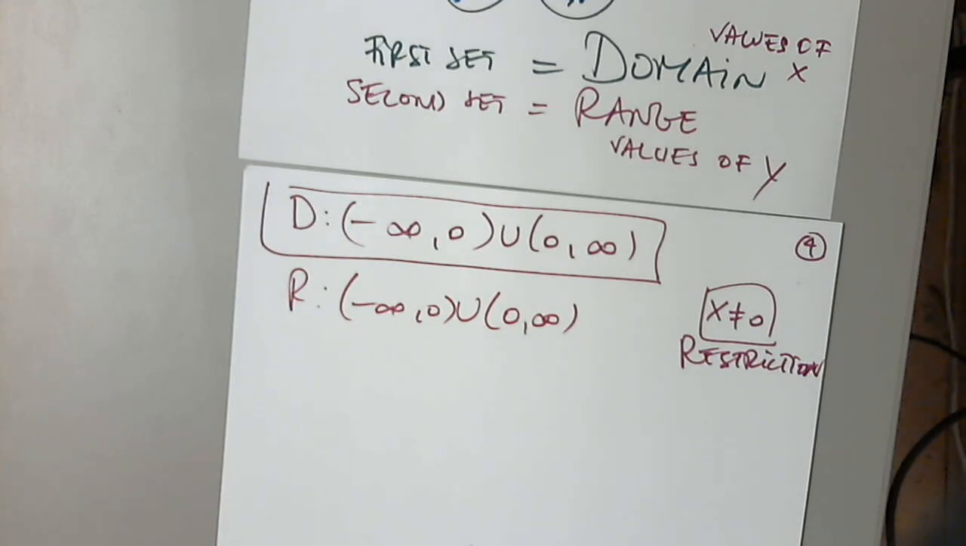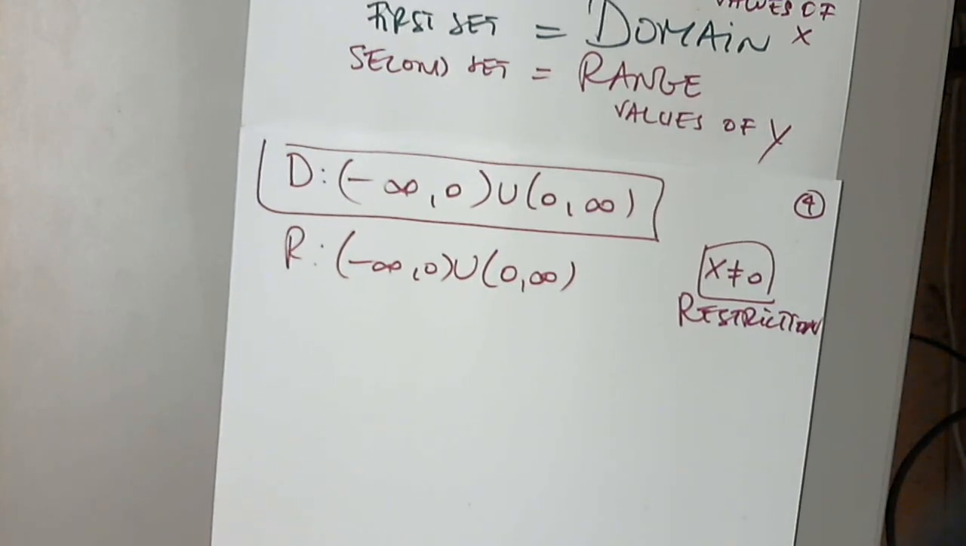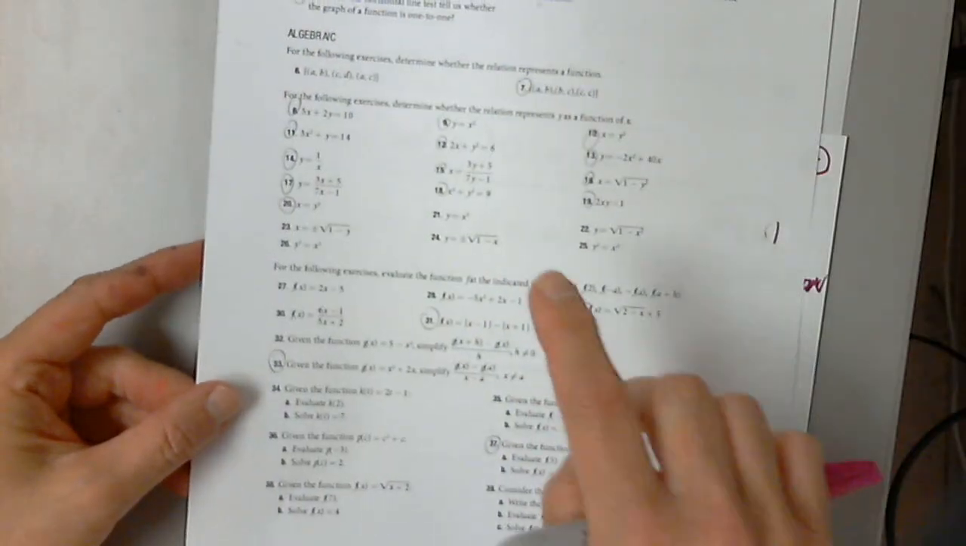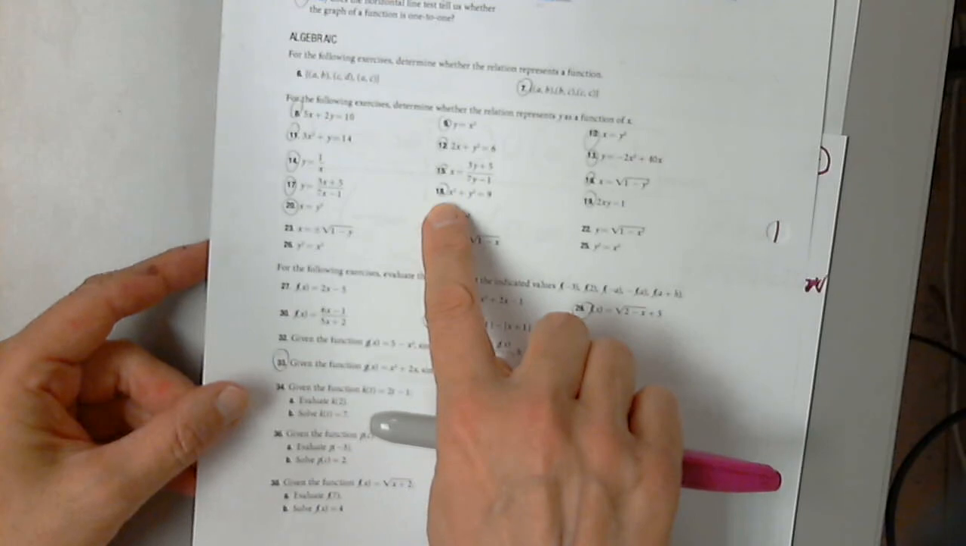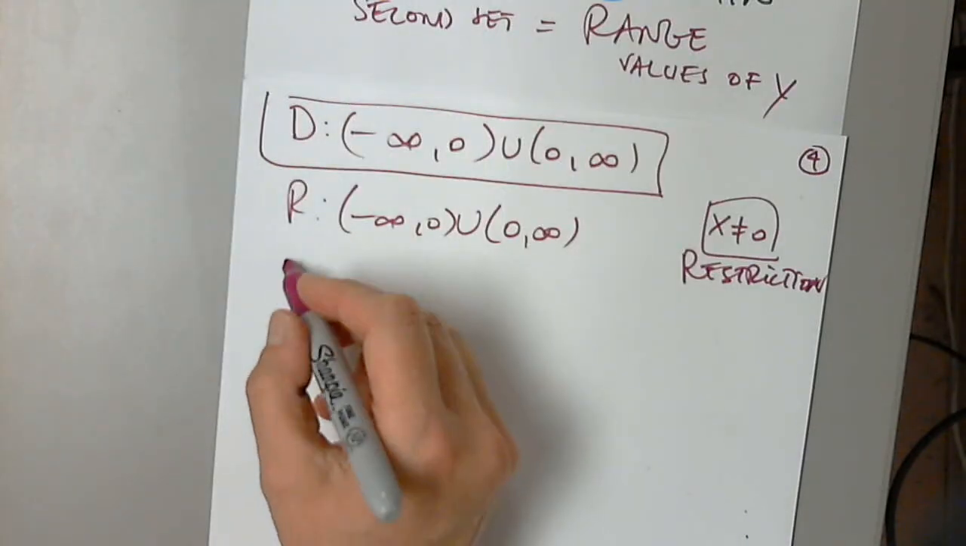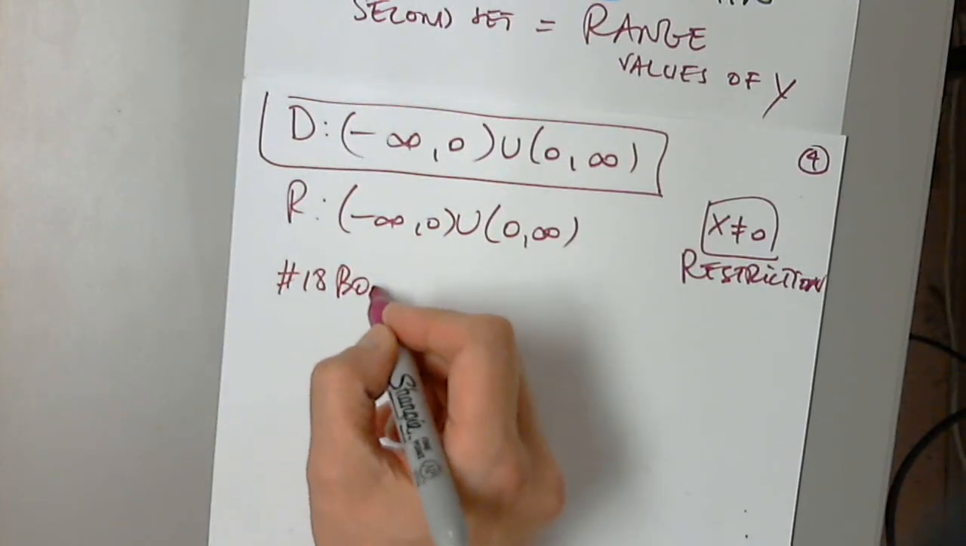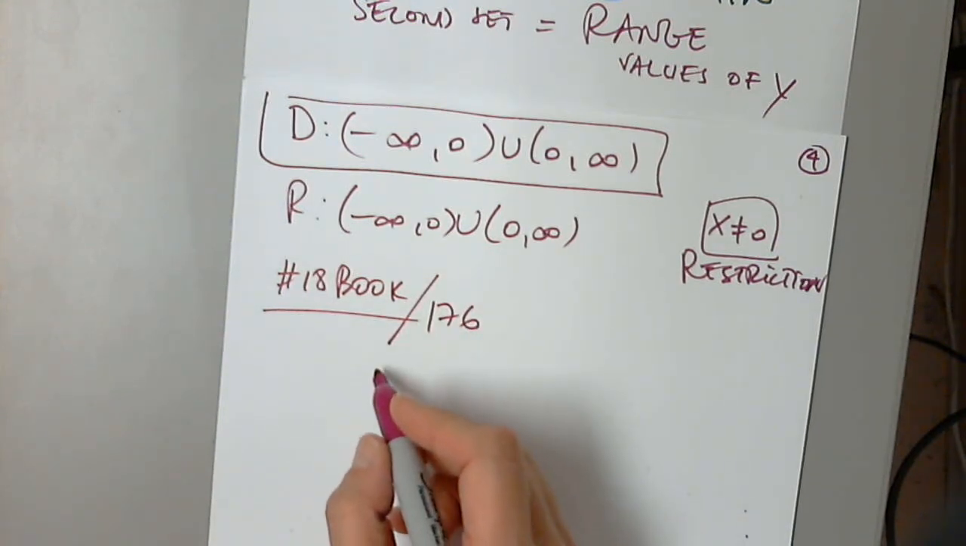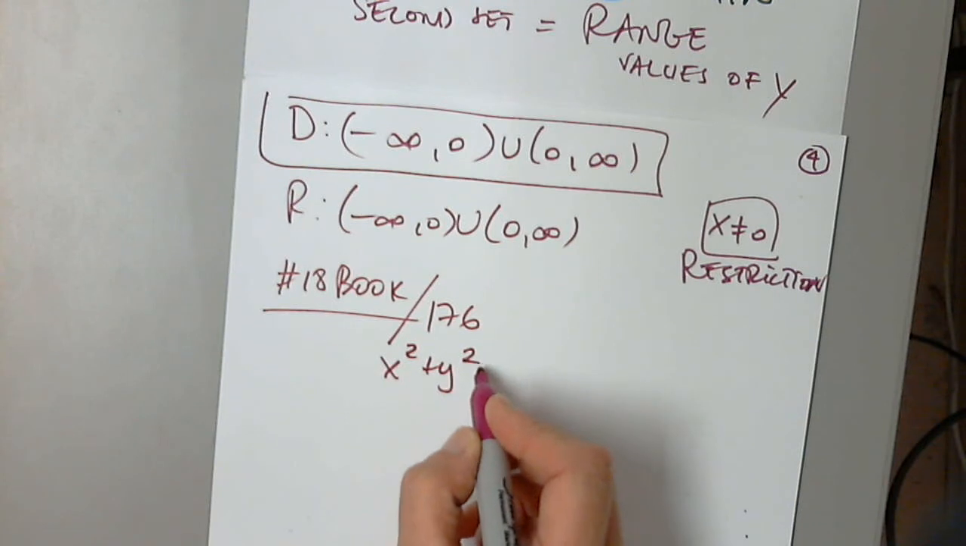So we know how to identify a function using those Venn diagrams, we call them, or bubbles, I like to call them. We know how to identify whether a graph represents a function or a relation. But what about a problem like this? Let's say I want to look at 18. Book, page 176. And 18 has x squared plus y squared equals 9.